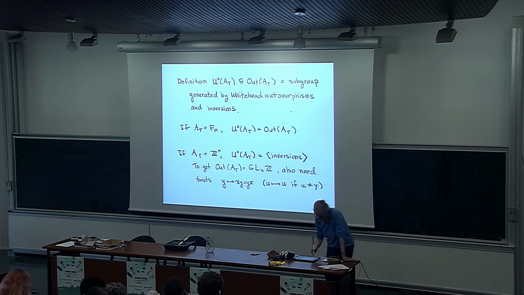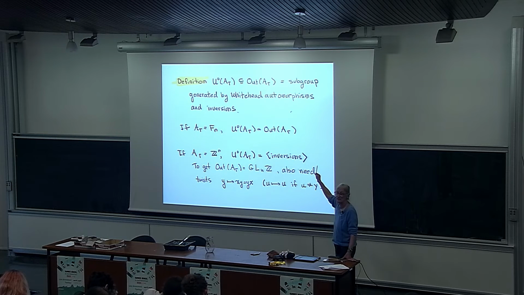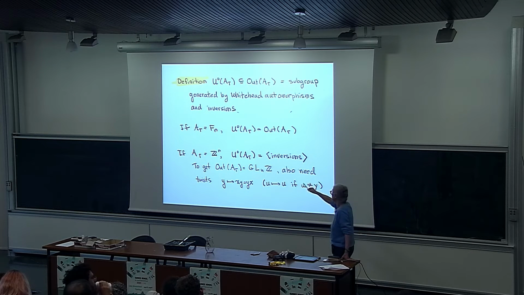So I want to make a definition. I want to define a subgroup of Out(A_Gamma), the subgroup generated by Whitehead automorphisms plus inversions. If I do that in the case where I've got a free group, then actually I get the whole group Out(A_Gamma). On the other hand, if I go to the other extreme and look at Z^n, well, there aren't any Whitehead automorphisms. So in fact, all I get is inversions. So I just get a finite group.